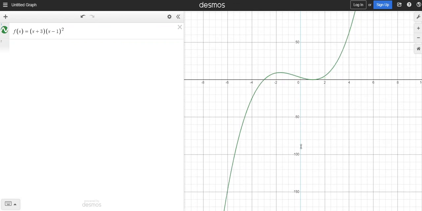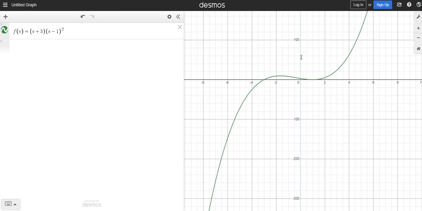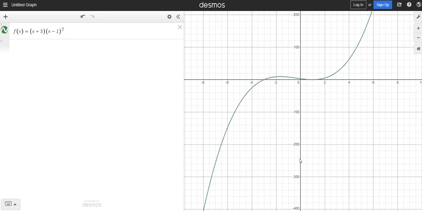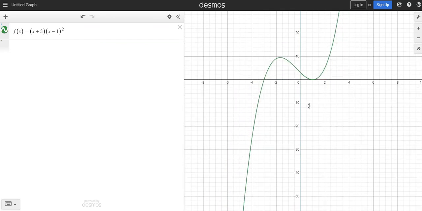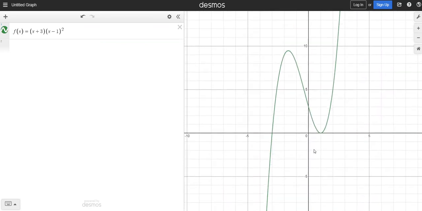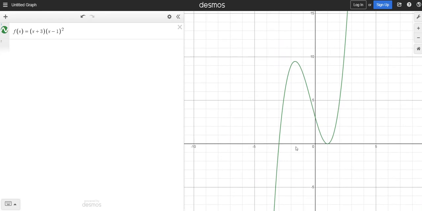Come on. Goodness, I can't quite get my mouse on what I want. There we go. That's better. All right, there's the 0 at negative 3 and the 0 at 1. And there's my y-intercept at (0, 3).